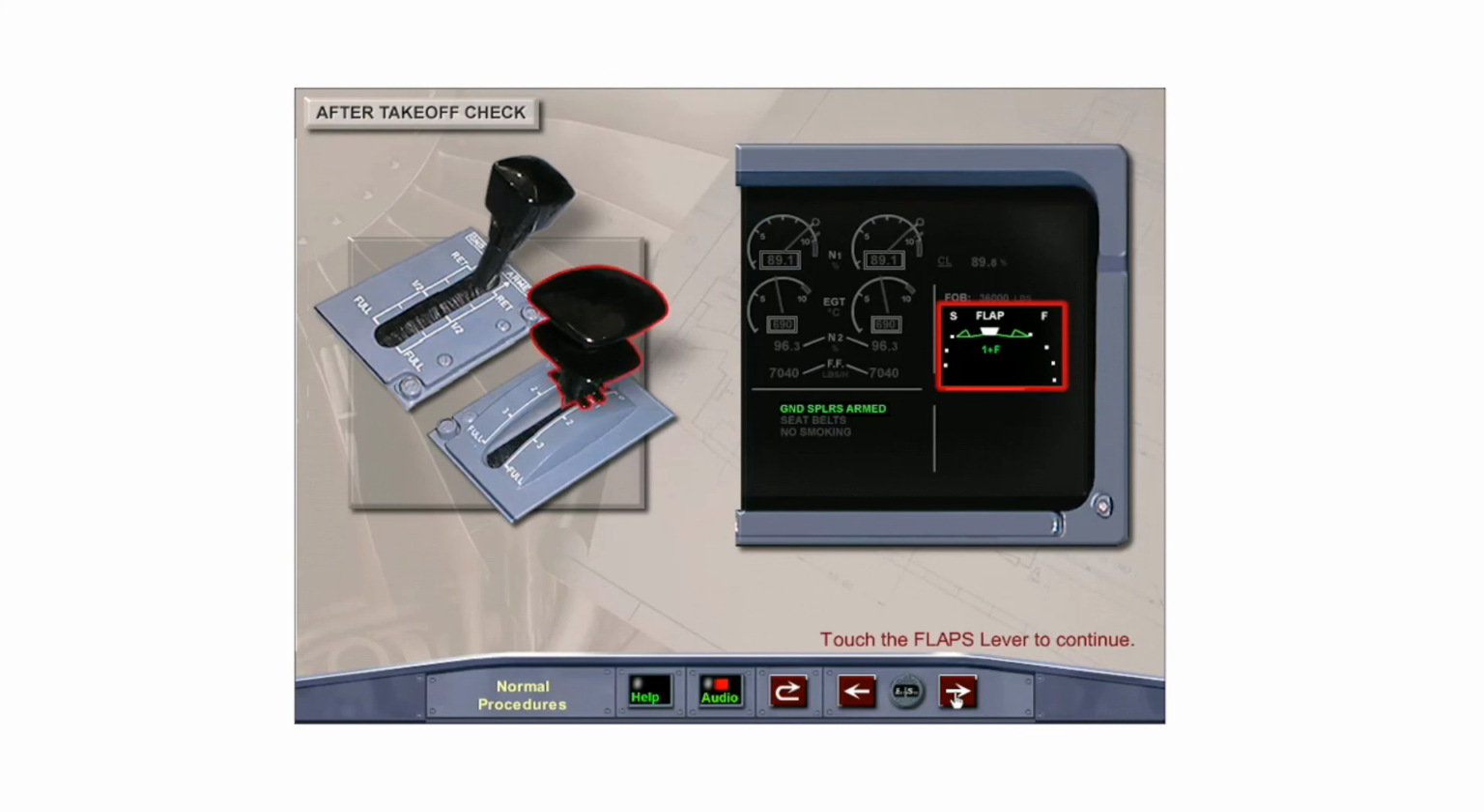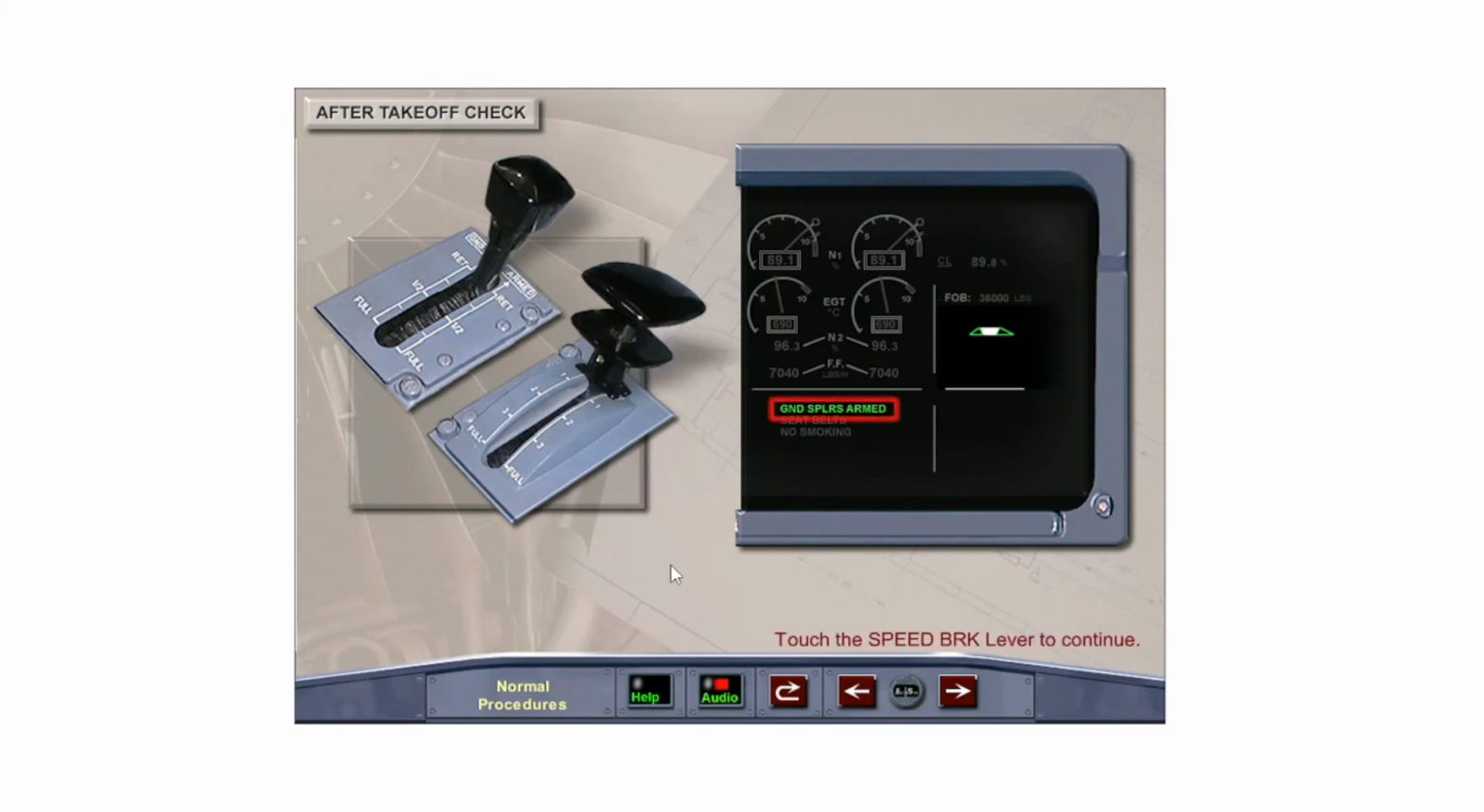Touch the flaps lever to select the flaps up. Once the flaps are up, the PNF announces flaps up. The after takeoff check is then requested by the pilot flying as soon as practical, after the flaps are up. The PNF disarms the spoilers by pressing straight down on the speed brake lever. Disarm the spoilers, then touch the right arrow to continue.